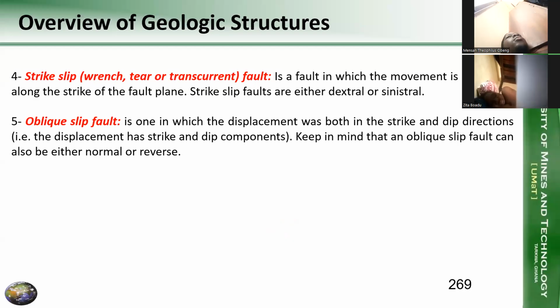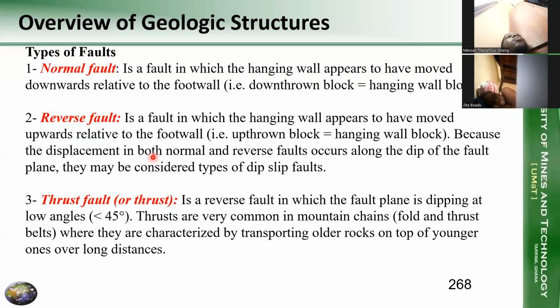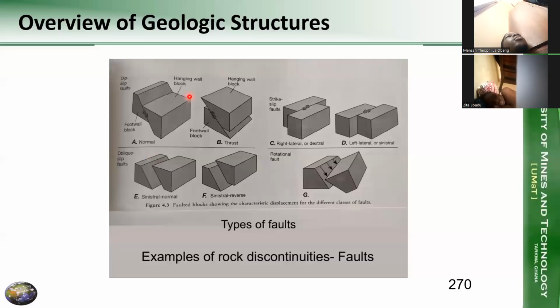But the main faults you should focus on are the normal fault and the reverse fault. And a special type of the reverse fault is the thrust fault. Now let's look at some typical examples. See here, we have a normal fault because the hanging wall has moved down, right? So we have a normal fault.